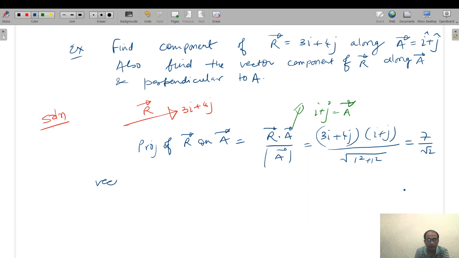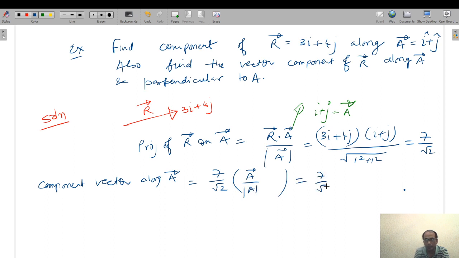So the component vector along A would be equal to 7 by root 2 as the magnitude, and we need a unit vector along A, which is A upon its magnitude. So this will be (i plus j) upon root 2. So this is 7 upon 2 (i plus j).